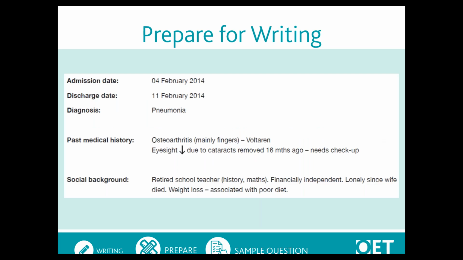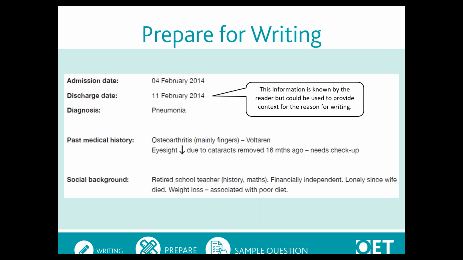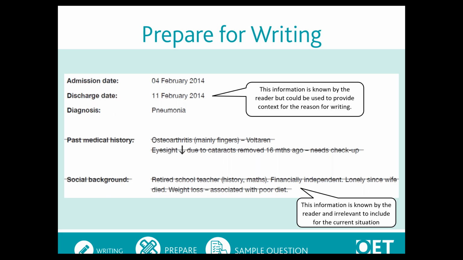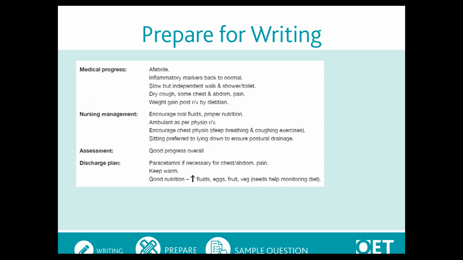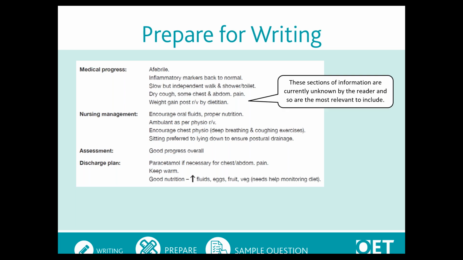You need to spend the reading time understanding the case notes and identifying the information to include or omit. In this example, the reader would know this information, but it would be logical to include it as part of the reason for writing. On the other hand, this information is also known by the reader, but is irrelevant to include as it does not relate to the current situation and can be omitted from your letter. The information this reader will be most interested in is that which is new to them in these 4 sections.